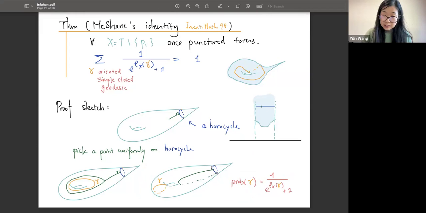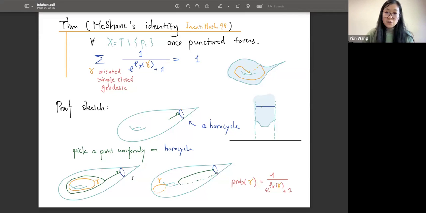In the second case, you look at the complement of the horocycle and this green geodesic. You chop off this horocycle, you cut open here, you get an annulus. Right? And for the annulus, you look at the geodesic which is homotopy equivalent to this annulus, and you get one geodesic. It's also a simple closed geodesic.